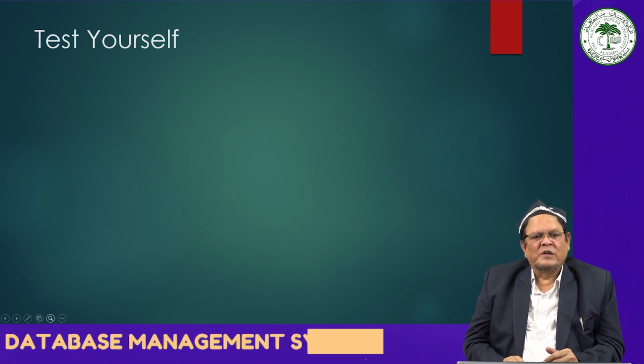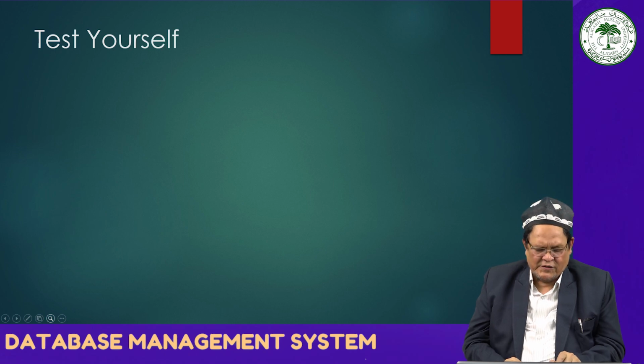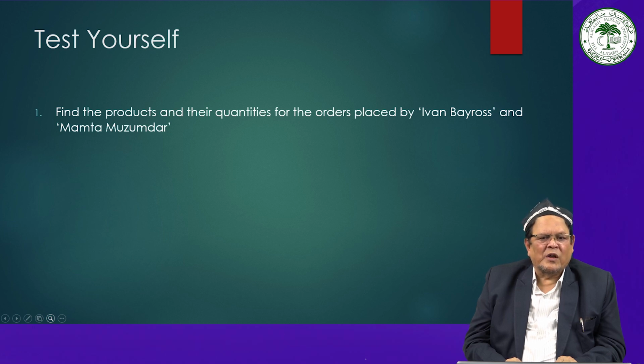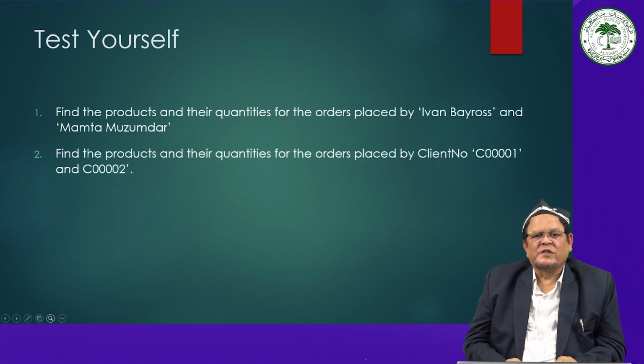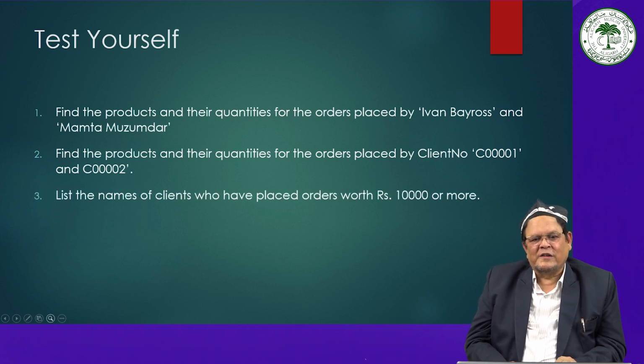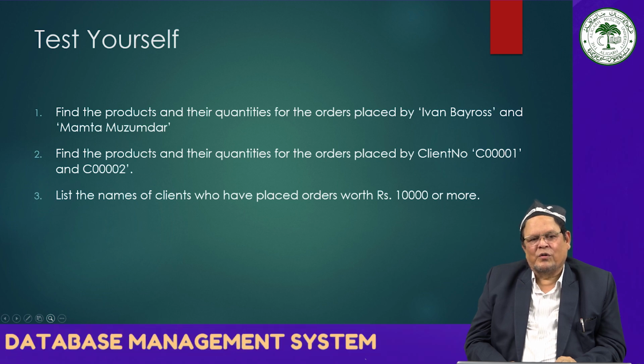Today I am giving you some straightforward questions for your assignment for this lecture. The first question is find the products and their quantities for the order placed by Avon Bros and Mamta Majumdar. The next question is find the products and their quantities for the order placed by client number C001 and C002. The next question is list the names of the clients who have placed orders worth 10,000 and more.